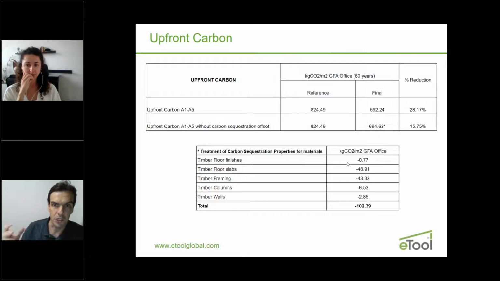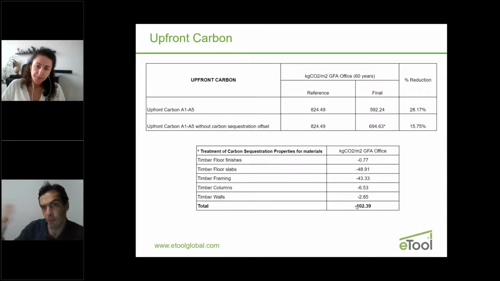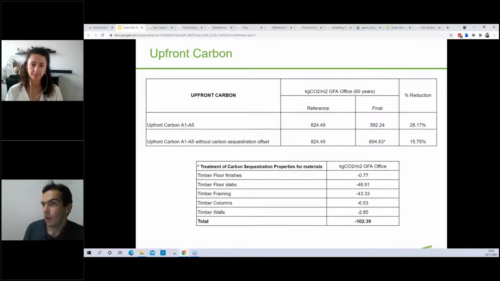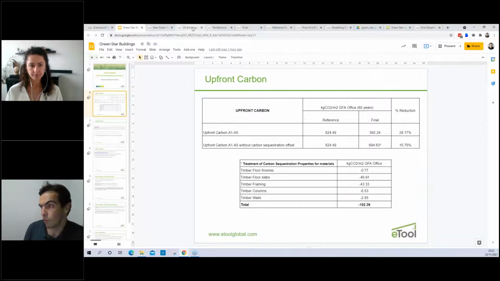But originally these products have a carbon sequestration credit, meaning that you would provide the savings, right? But these savings here, 102 kilograms of carbon per meter square, cannot be accounted. So you need to add them back up to the total impacts in the final design, which reduces the savings from 28% down to almost 16%. So I'll just show you this in the software as we go through these examples.